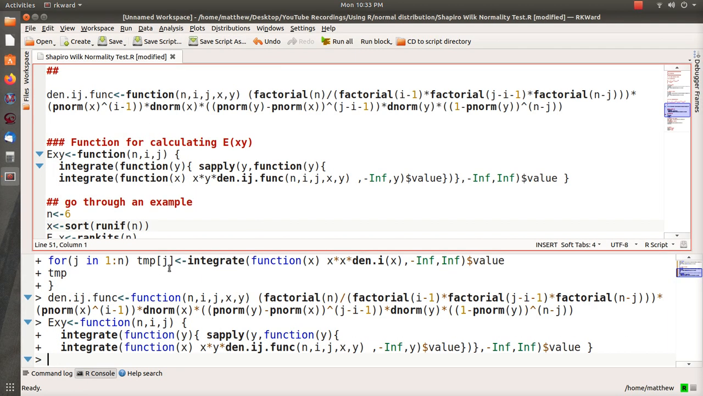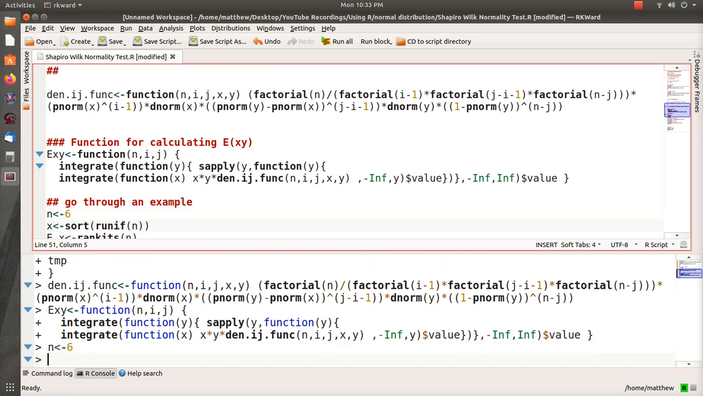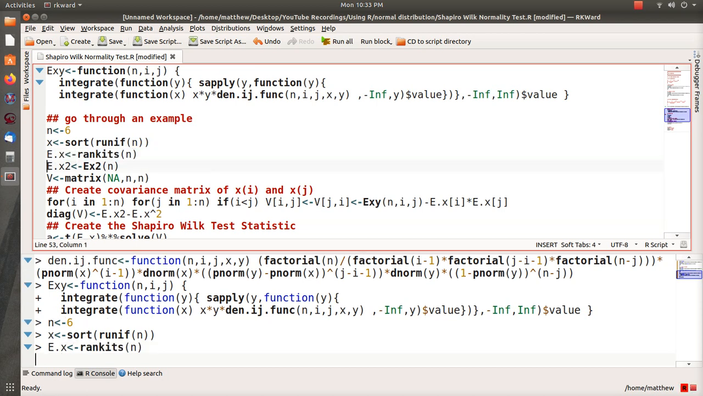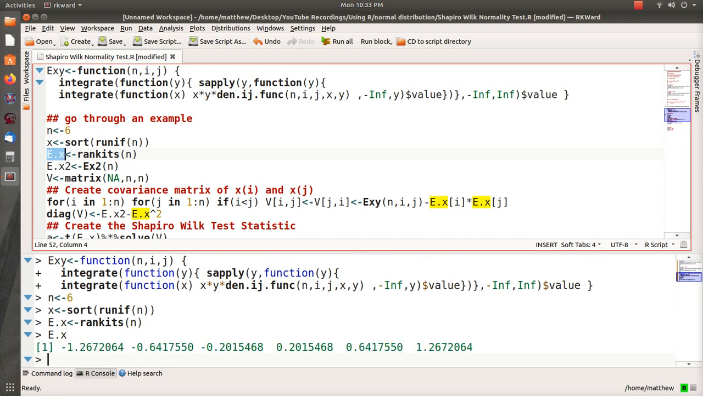So let me close this window. Let's go through an example of size 6. Our sample size is 6, and we're going to generate 6 random uniform values, so it's not normally distributed. That's going to be our data. Then we calculate the rankits, which are the means of the order statistics. Let's look at that. It's a vector of size 6. Notice that it's symmetric, that this number is this number. That makes sense. If you sprinkle 6 observations into the standard normal distribution, those 6 data points should land on the z-scores somewhere sort of evenly, and that's what this represents.